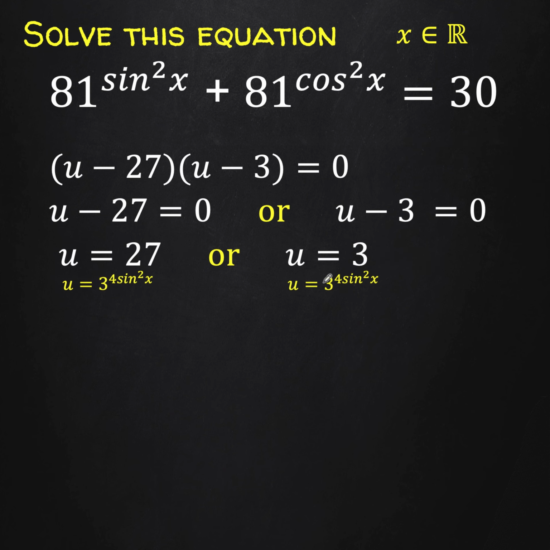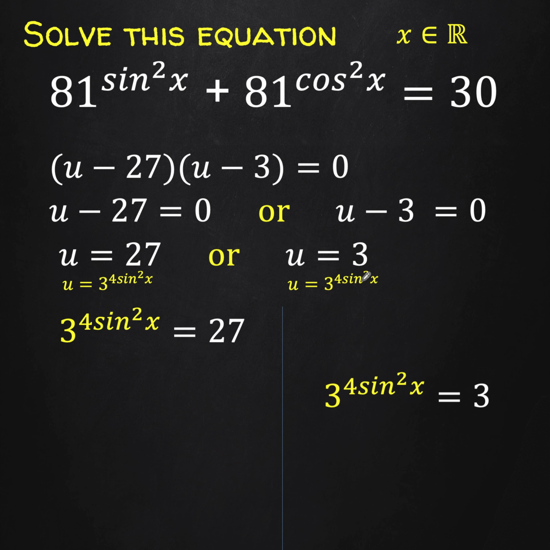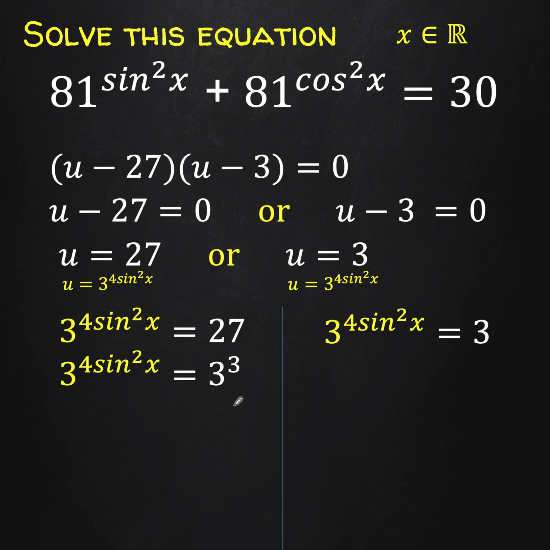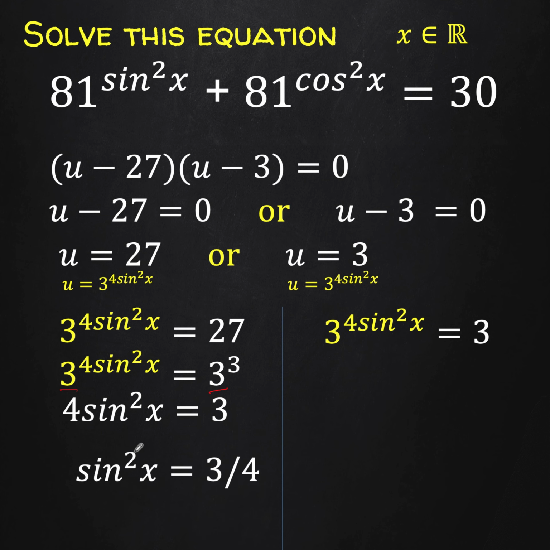This means that in here, 3 raised to 4 sine squared x is equal to 27. And at the right side, 3 raised to 4 sine squared x is equal to 3. Now, this 27 can be written as 3 cubed. Notice now that in this equation, this base 3 and this base 3 are equal. That means their exponents are also equal. So we now have this equation: 4 sine squared x equals 3. Then divide both sides of the equation by 4.